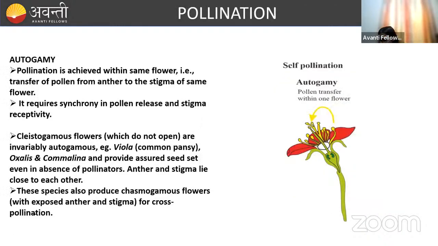Moving next is the pollination. Pollination is the transfer of the pollen to the stigma of the flower. So it could be autogamy. Autogamy means self-pollination.